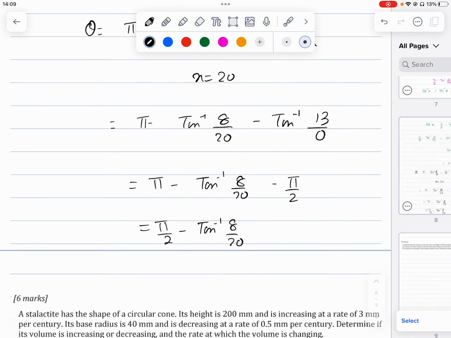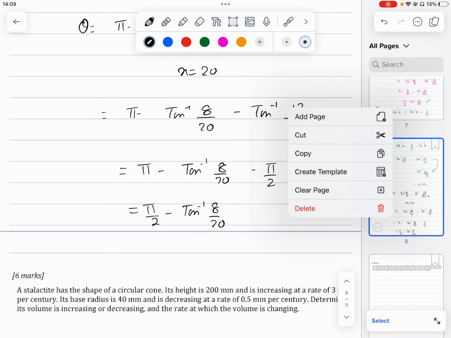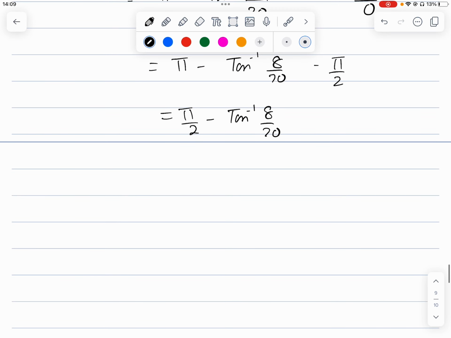Just as we learned, pi by 2 minus tan inverse of 8 upon 20 becomes cot inverse of 8 upon 20. Again, cot inverse of 8 upon 20 has to be written in the form of tan inverse. You can use a calculator or keep it as tan inverse 20 upon 8. With a calculator, you will get 1.19.